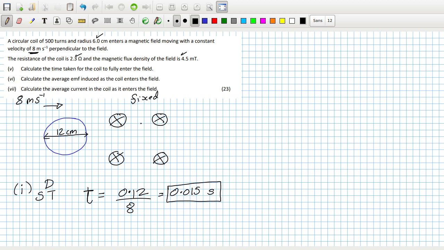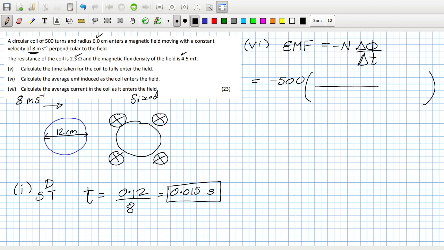And now the coil would be fully inside the magnetic field. Calculate the average EMF induced. So there's a formula here for EMF. There's two formulas. I think we'll go with the Faraday one. And if we don't care about the direction, I will drop the minus. So that's N, the change in the flux over the change in the time. So that's 500. And you can see why they had us calculate the time earlier. So the time for this question is 0.015.